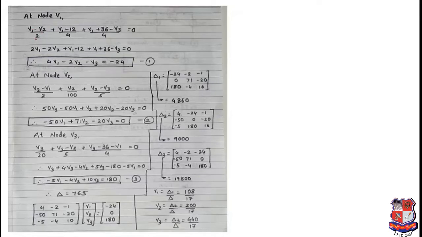So you can go back and watch this video and draw the circuit by yourself and try to solve this equation first by yourself, and then you can solve by seeing this video if you face any issue. So it will be (V1 minus V2) by 2 plus (V1 minus 12) by 4 plus (V1 plus 36 minus V3). So this case you should understand.